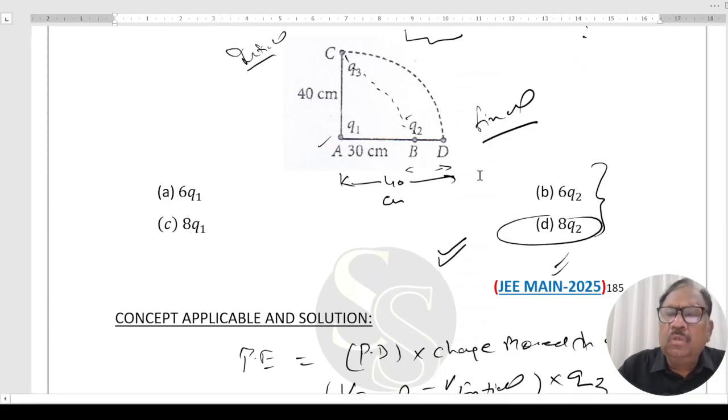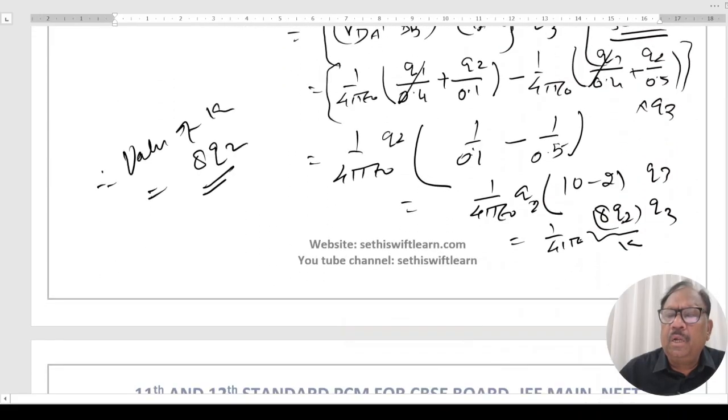Answer of this question can be given by making the calculation in mind. It can be given hardly in 10 seconds. But I have given the complete calculation and complete methodology to find its answer, right? Next question.